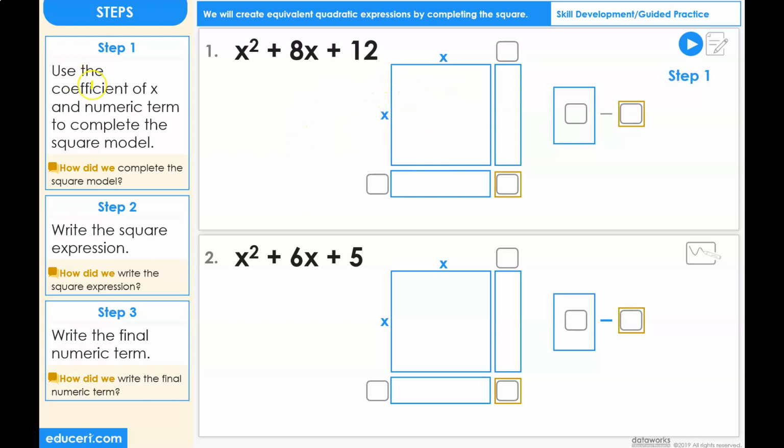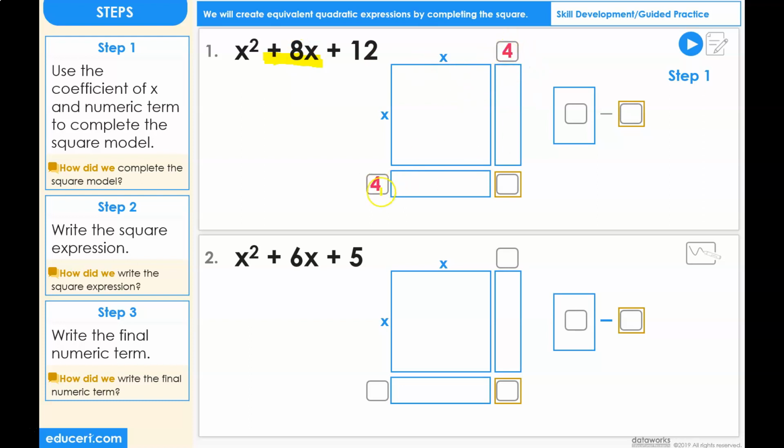Step 1. Use the coefficient of x and the numeric term to complete the square model. So just like in our concept development, we have an x times x squared box, and we have an extra rectangle to represent the x term. The coefficient of x is 8, but we've already broken the rectangles into two different parts. So we're going to put half of the coefficient. We'll put 4 and 4, since 4 plus 4 equals 8, on the bottom row and on the left column.